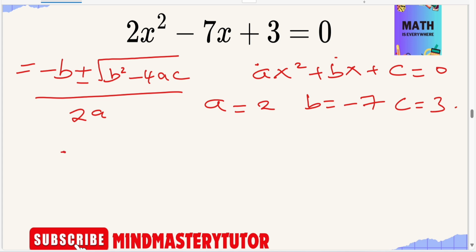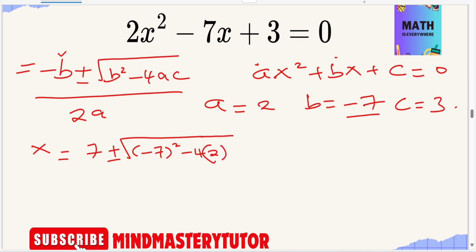So tuje to e. So for you to find your x is given by -b. -b, since b ni -7, -b itakuwa +7 plus or minus b squared. B ni -7. Okay, so you square it, minus 4ac. 4a, 4 times 2 times c, which is 3, all over 2a. So 2 times a, 2.